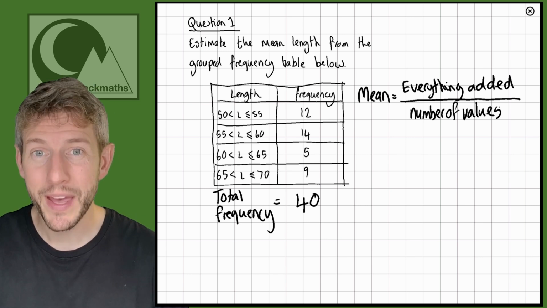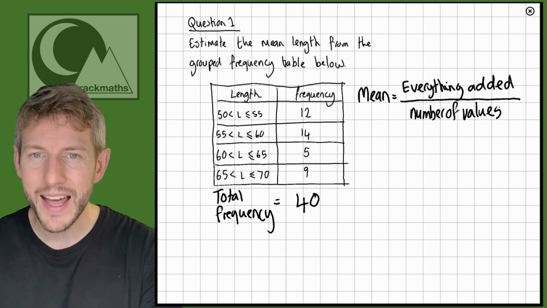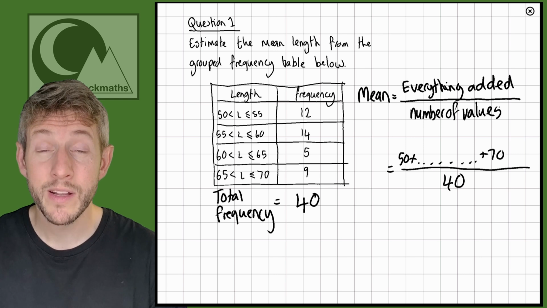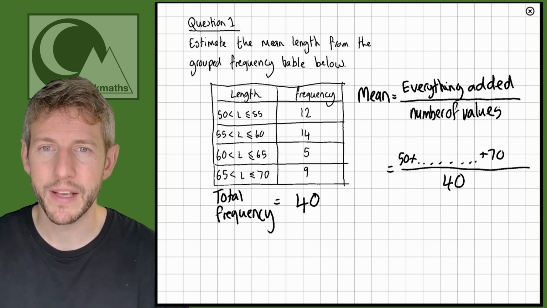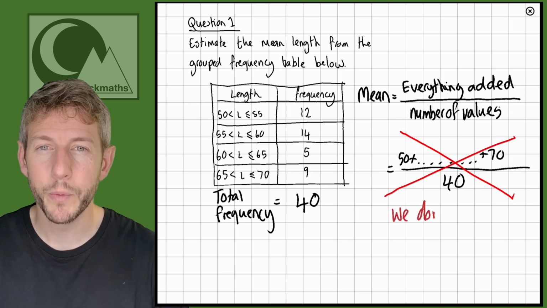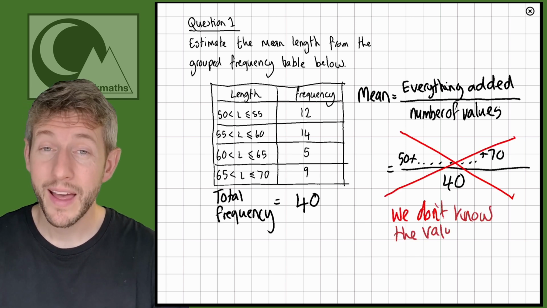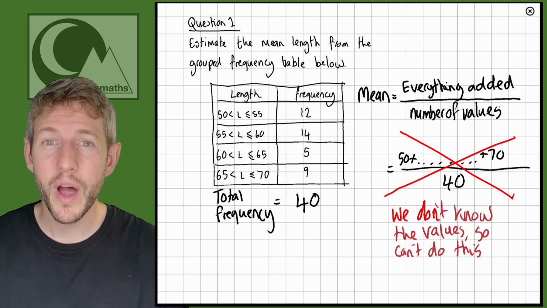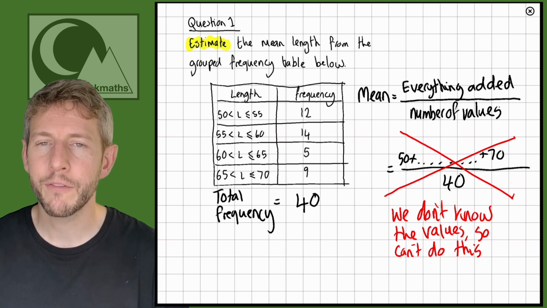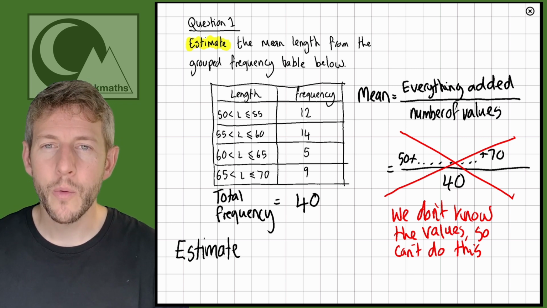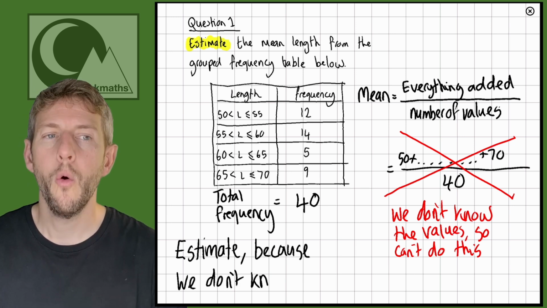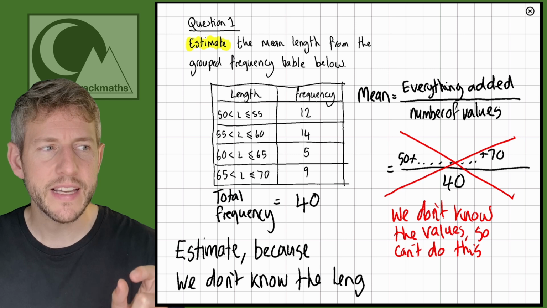If I wanted to calculate the mean the normal way, I'd have to add up all of those lengths and then divide by 40, because remember, the mean is equal to everything added together divided by the number of things. However, because this data has been given to us in the frequency table, I don't actually know any of the values. And that's where this word estimate comes in. The question says estimate the mean from a grouped frequency table. So I've got to estimate because I don't know what any of the values are. All I know is that they fall in these intervals.